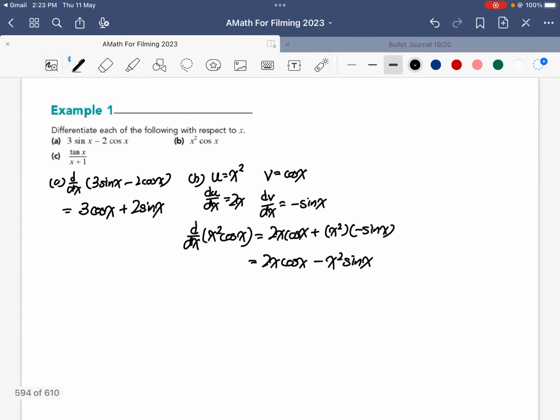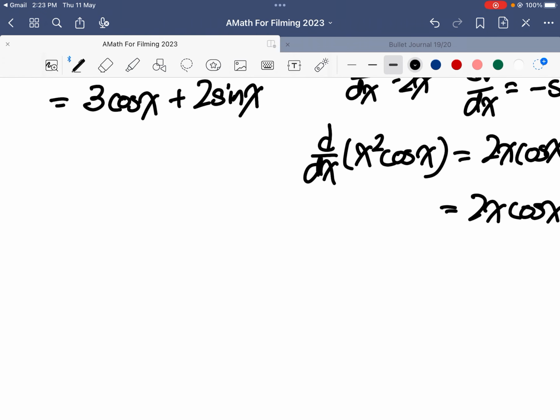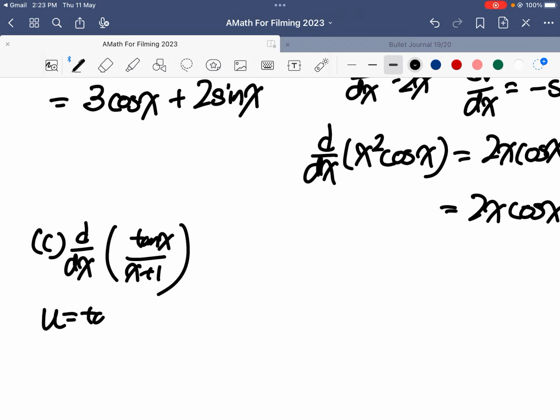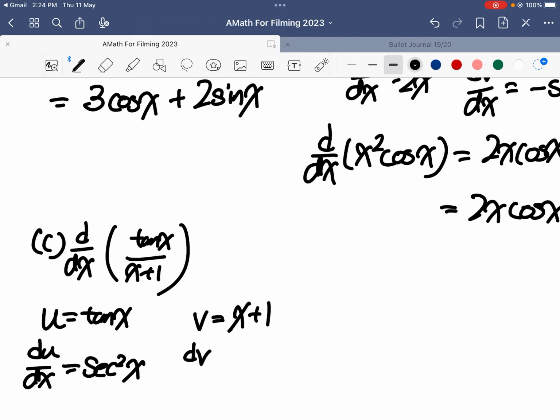I move on to C. For part C, notice that they would like us to differentiate tangent x over x plus 1. There is a function in the numerator and denominator, so what we need to do is apply the quotient rule. So u is equal to tangent x. Differentiating u with respect to x is secant squared x. Similarly, v is equal to x plus 1. Differentiating v with respect to x is equal to 1.